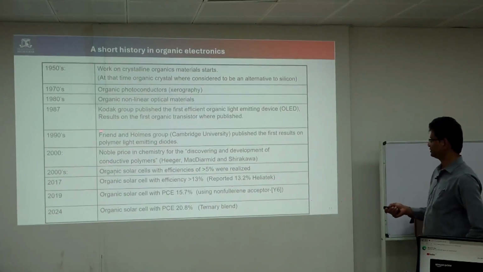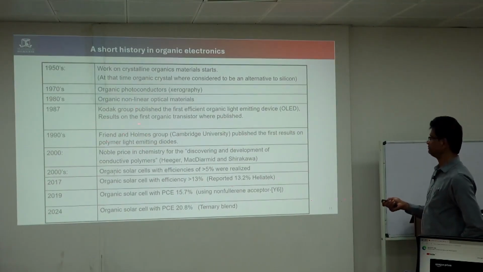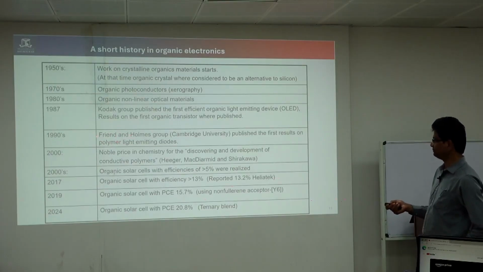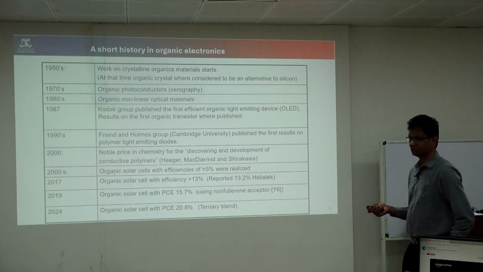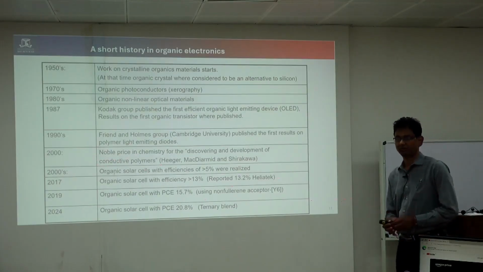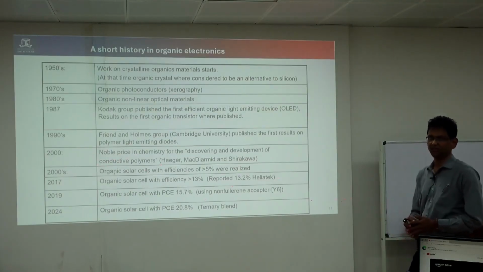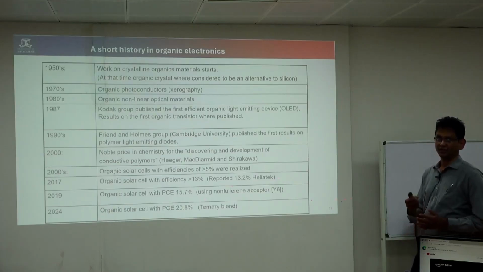Then after that, the famous group is the Friend group, with Holmes, at Cambridge University. They published the polymer light emitting device, while these materials were small molecules. In the 1990s, from Cambridge University, they published this light emitting device. Later in 2000, the Nobel Prize was awarded for this conducting polymer because they recognized the importance of polymers.